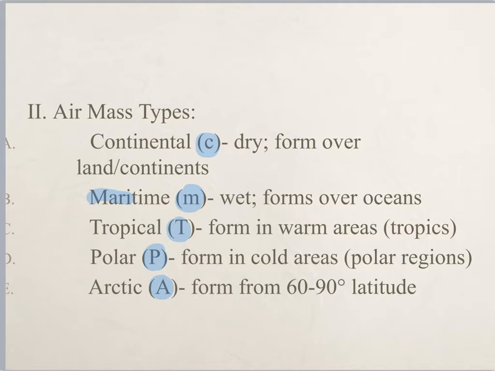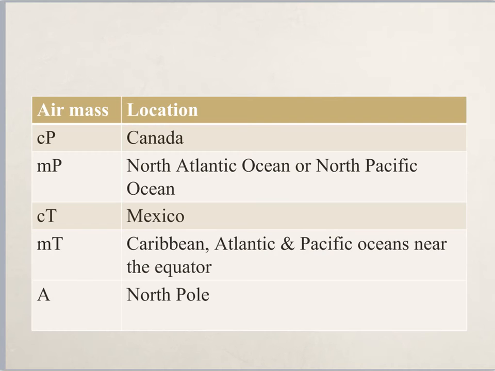Now we can combine these to describe the temperature and the moisture content of an air mass. So a cT air mass would be a very dry but warm air mass. These are all the locations and types of air mass that could affect the United States. A cP air mass, notice the lowercase c and the capital P, stands for a continental polar air mass, and it's typically going to form over Canada, which is land and it's cold.